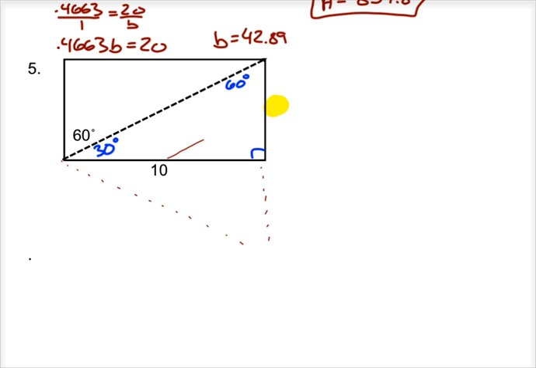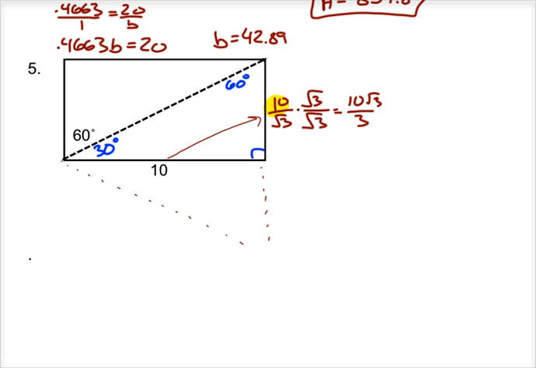So if I go from 10 to the side over here, this is where I need to divide by the square root of 3. So this piece will be 10 divided by the square root of 3. We have to rationalize the denominator, so I multiply top and bottom by square root of 3. I get 10 square roots of 3 over 3. And now I'm going to go to my area formula.